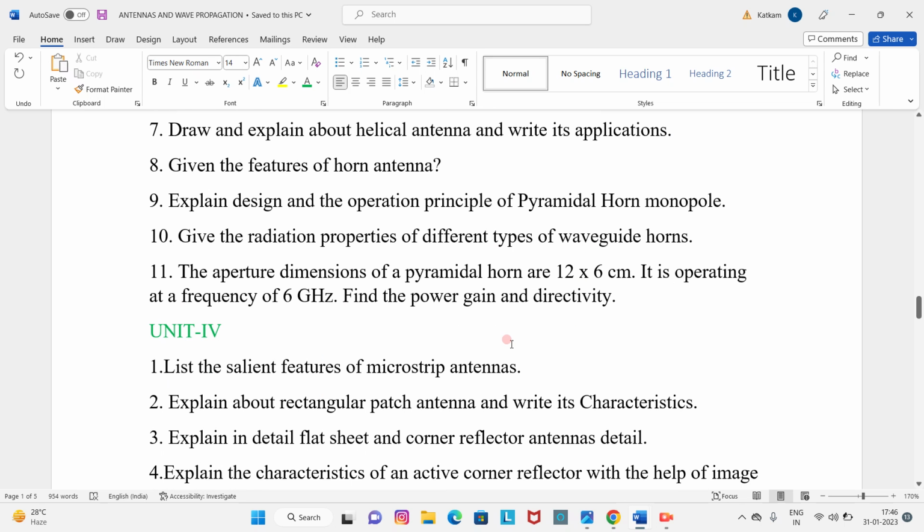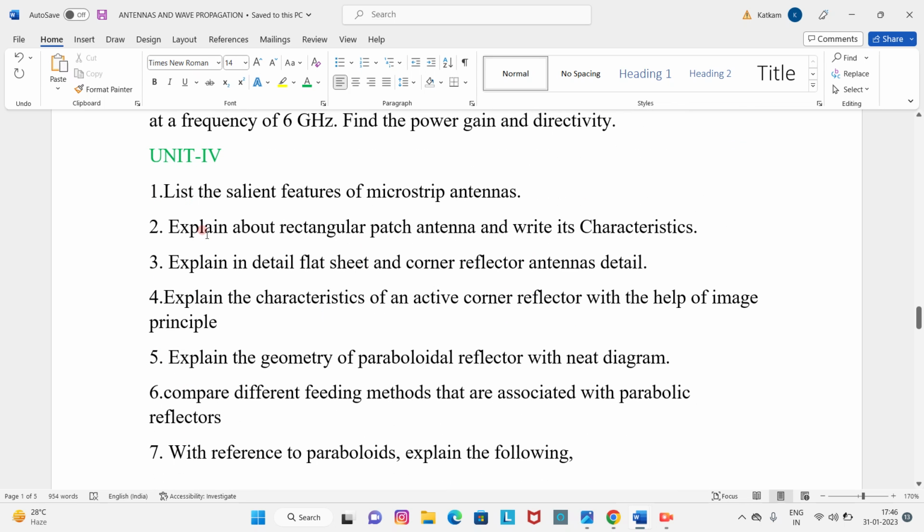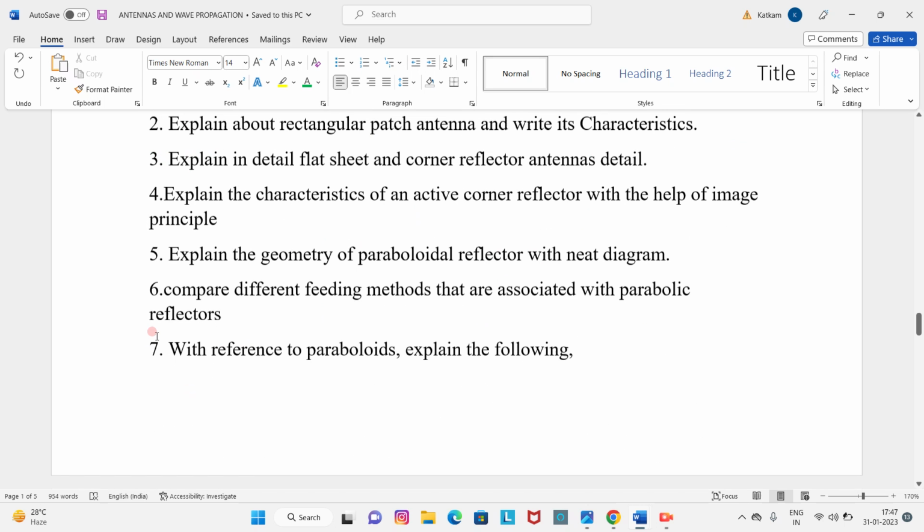Fourth question, explain the characteristics of an active corner reflector with the help of the image principle. Fifth question, explain the geometry of a parabolic reflector with a neat diagram. Sixth question, compare the different feeding methods that are associated with the parabolic reflector. Seventh question, with reference to paraboloids, explain the following: aperture efficiency, front to back ratio, aperture blocking, F by D ratio, spillover.